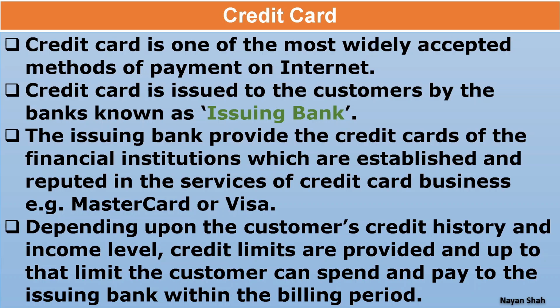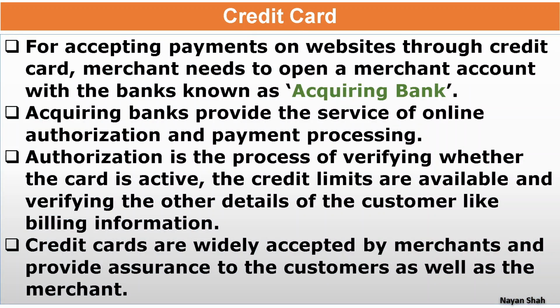Depending upon the customer's credit history and income level, credit limits are provided. And up to that limit, the customer can spend and pay to the issuing bank within the billing period. So everybody will have different settings for the credit card depending on their income and expenditure. For accepting payment on a website through credit card, the merchant needs to open a merchant account with a bank, and that is called the acquiring bank. So the merchant has to open an account with the acquiring bank.